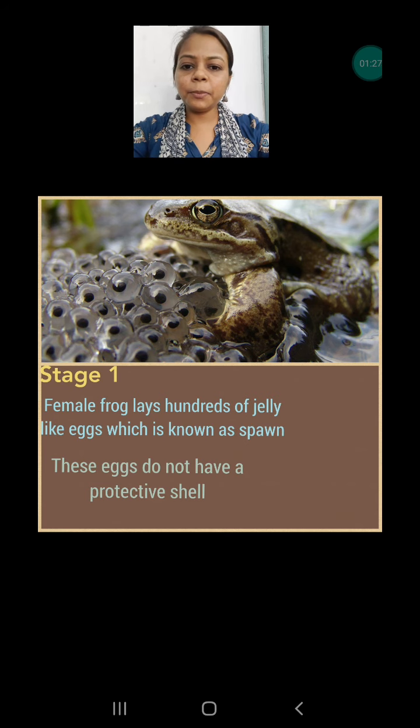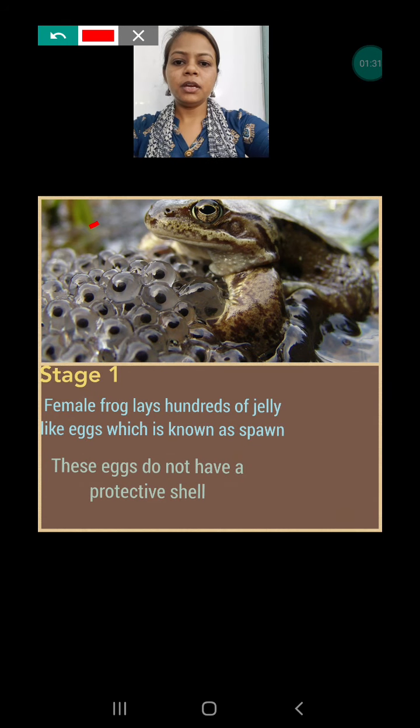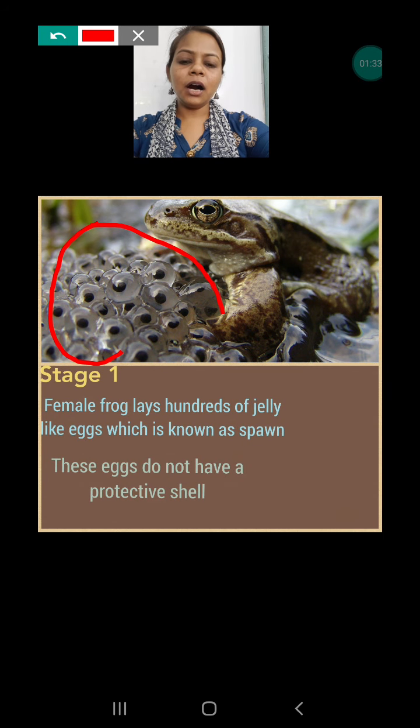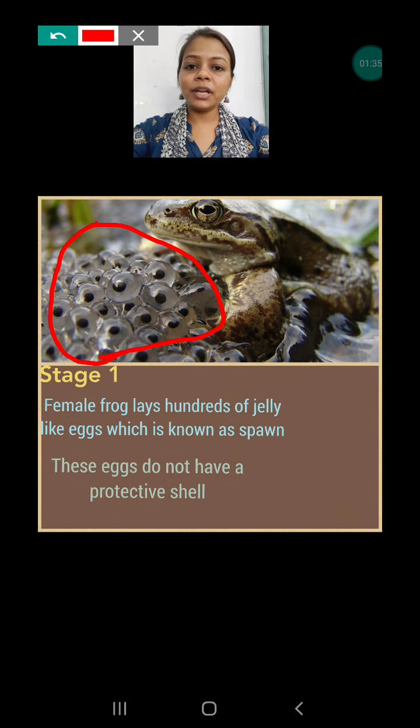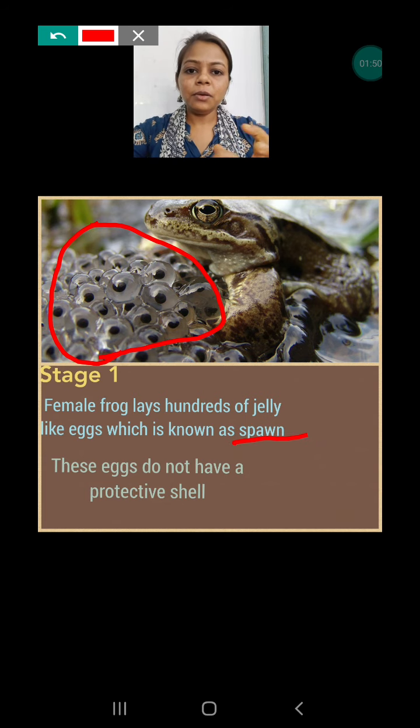As you can see in the picture, these are the eggs of a frog. They are looking like a jelly, right? It is like a jelly. There is no hard protective shell present in these eggs. So these eggs are known as spawn. Why are they known as spawn? The hundreds of eggs laid by the female frog are known as spawn.